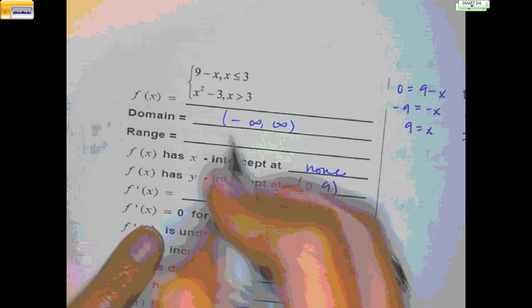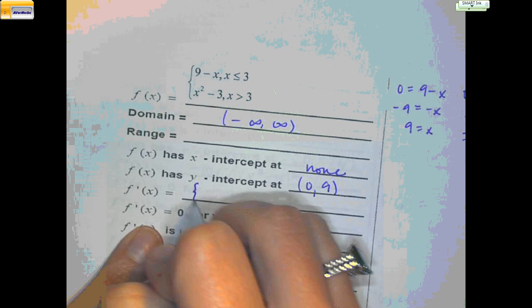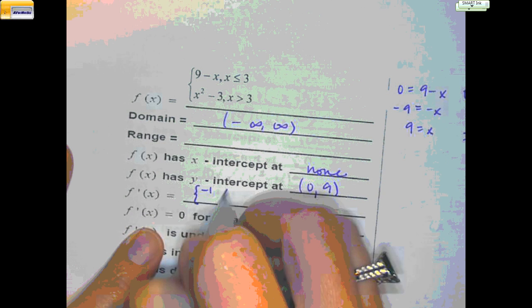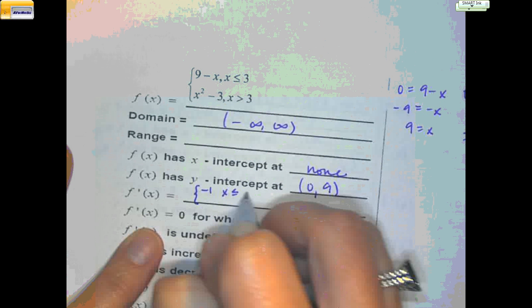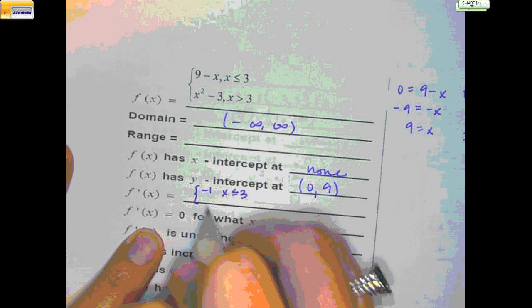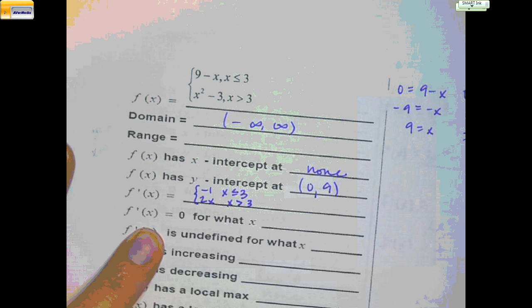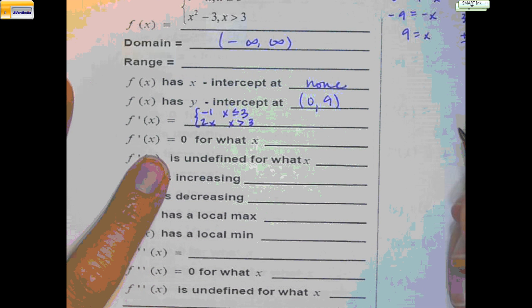Derivative. The derivative of the top function is what? So negative 1 when x is less than or equal to 3. And how about the derivative of the bottom one? 2x when x is greater than 3. Nothing to it. It's actually easier than the fraction ones y'all hate.